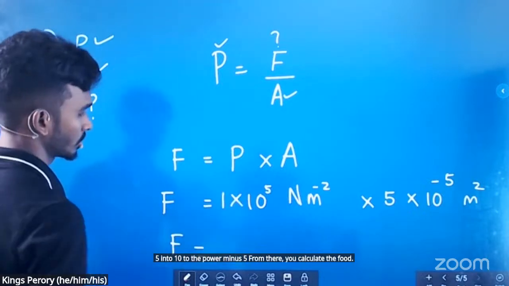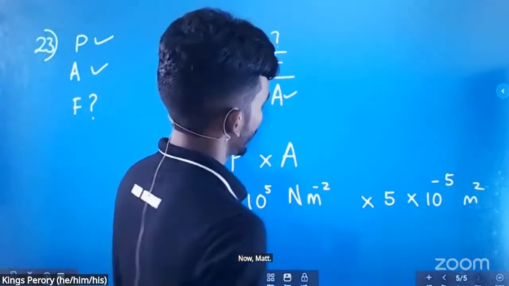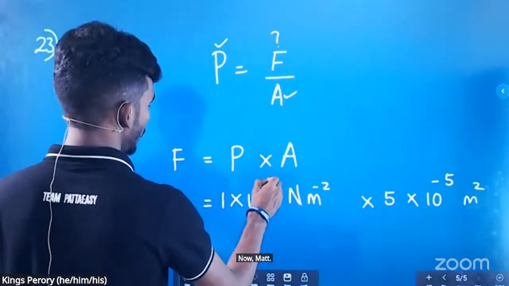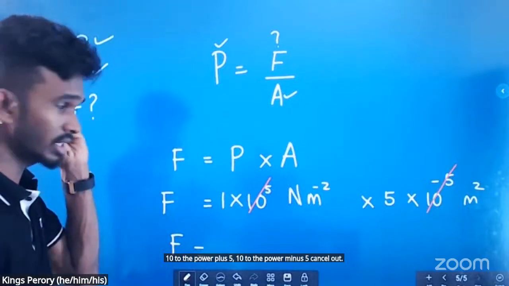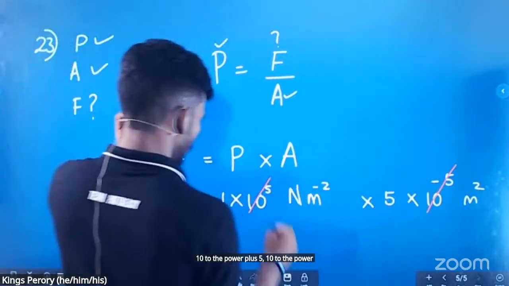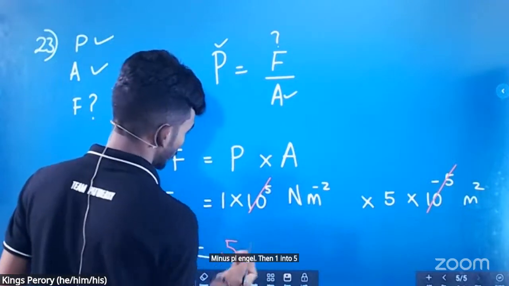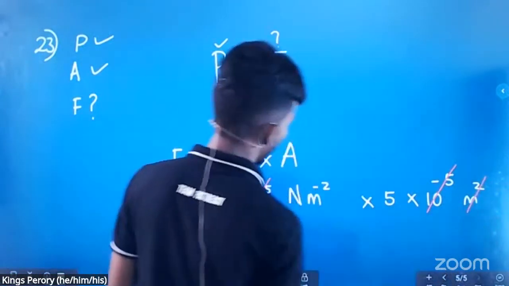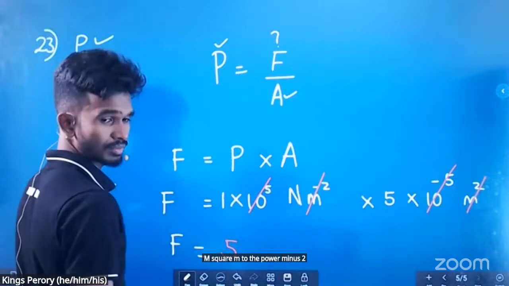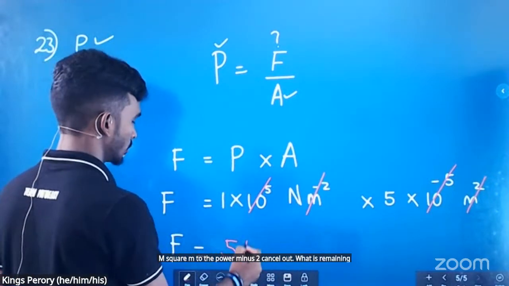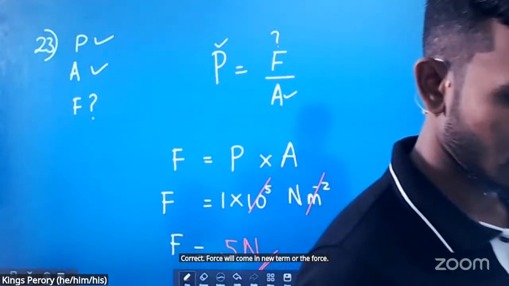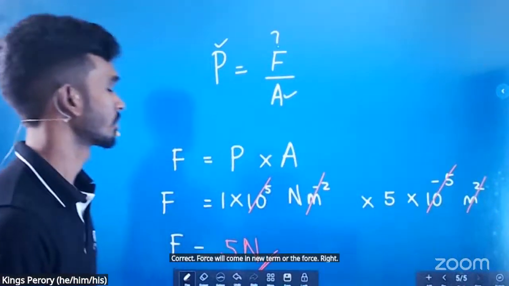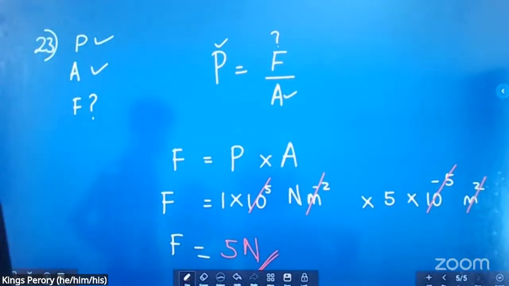Now maths. 10 to the power plus 5, 10 to the power minus 5 cancel off. Then 1 into 5 is 5. M square, m to the power minus 2 cancel off. What is remaining as the unit is Newton. Correct. Force will come in Newton. What's the force? 5 Newton.